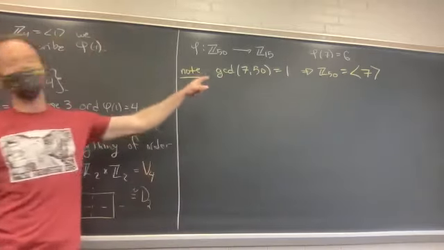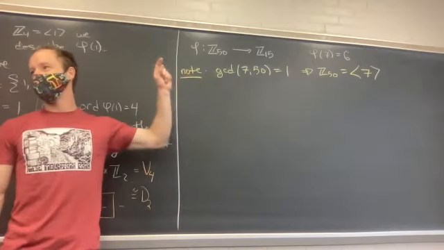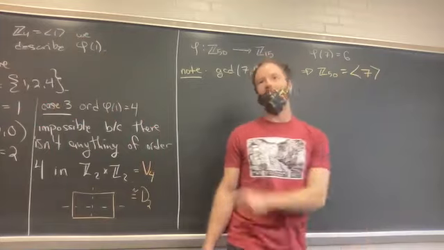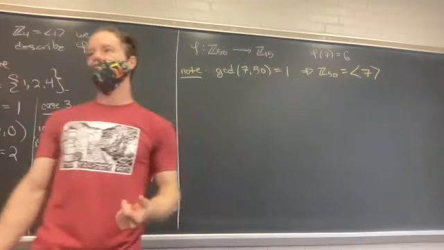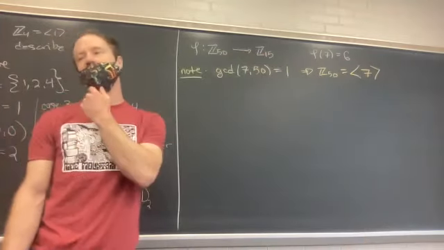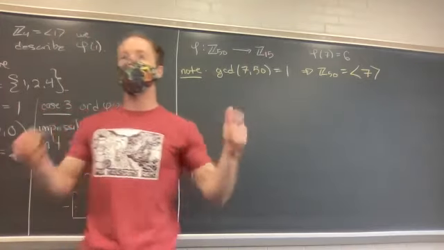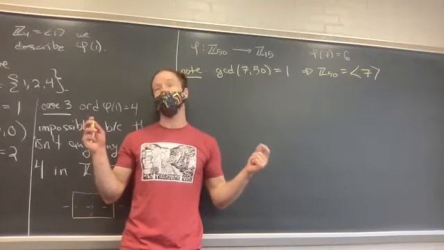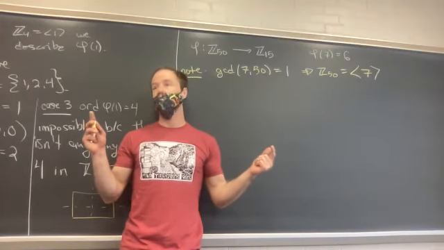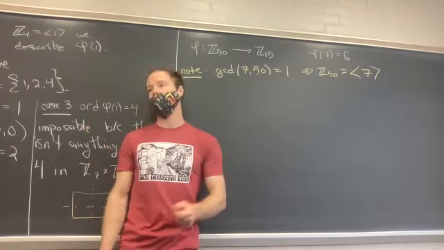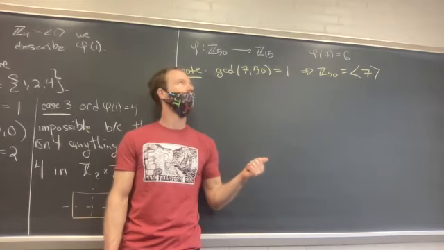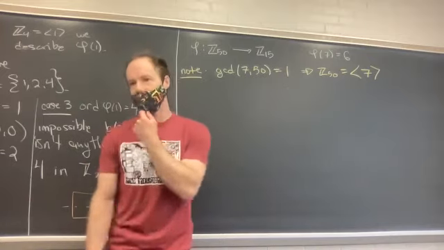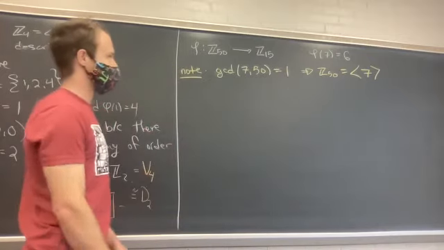Anyway, here's what I'm getting at. Z50 is generated by lots of different things, and those different things are whatever is relatively prime to 50. So the canonical generator, the standard generator, would be just the number 1, but you can use anything that's relatively prime to 50. So 3, 7, anything that's relatively prime to 50. Okay, so that's one thing to keep in mind.